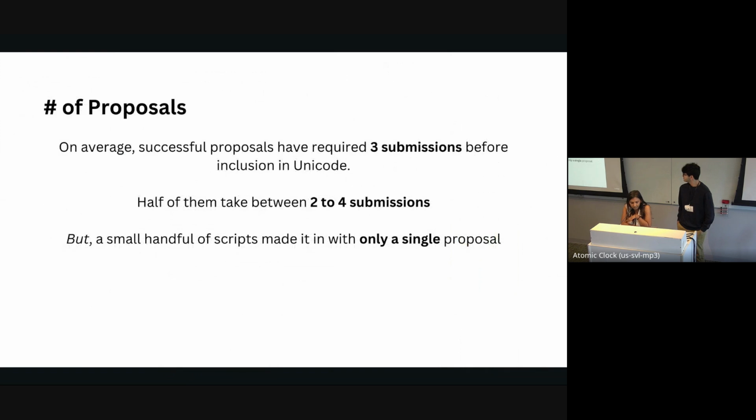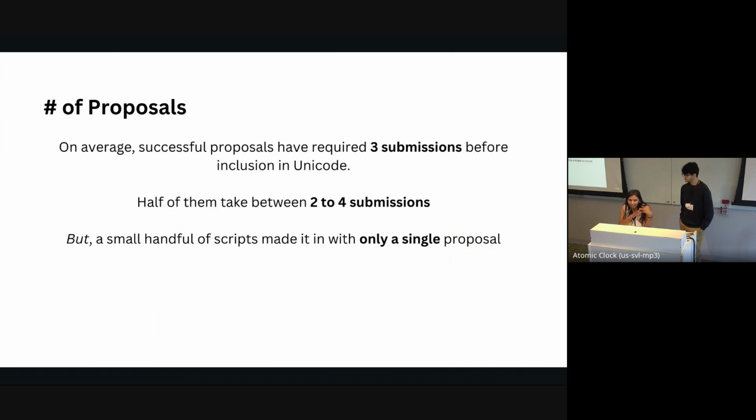Okay. So some high-level stats. On average, how many proposals does it take for a script to enter Unicode? We found that the average is 3, and for about 50% of the cases, it takes 2 to 4 proposals. So these are the numbers that we tell communities that approach us. But there are many exceptions.